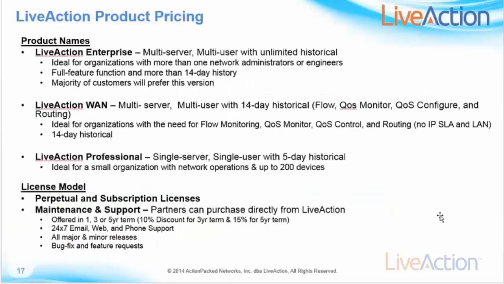So I wanted to go over the IWAN product structure and pricing real quick. We have 3 different pricing models, priced by tier number of nodes. The first one is LiveAction Enterprise, which is a full-feature, multi-server, multi-user, unlimited historical archive with 5 or 6 components: the Flow, QoS Monitor, QoS Configure, IPSLA, routing, and LAN.